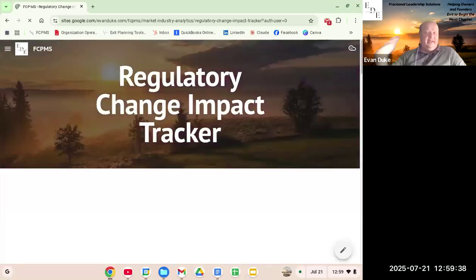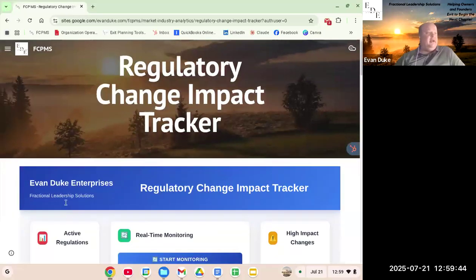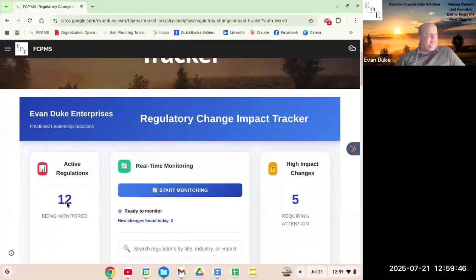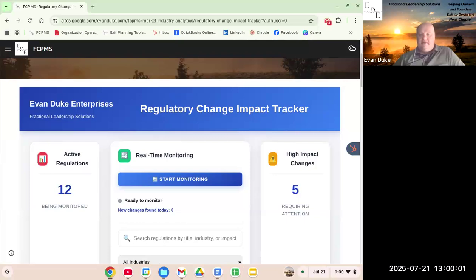This is one that probably is not going to impact us substantially. Well, correction, some industries it will. But the regulatory change impactor, what's nice about this is we have real-time monitoring. I could click that, and it'll show changes that are coming down the pipe for us. And obviously we recently had the Beautiful Bill Act passed.